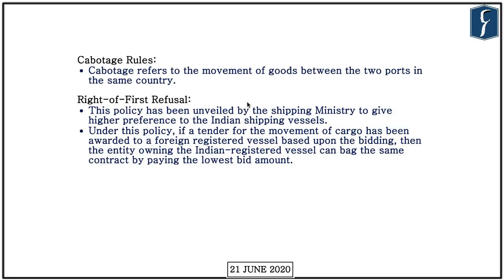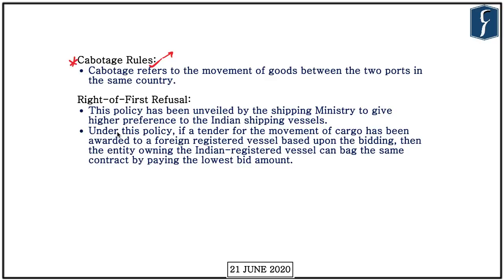Now, there are two more terms related to shipping which you would like to keep in mind. The first one is cabotage rules. Now, cabotage refers to the movement of goods between two ports in the same country. And it is important because recently the shipping ministry eased the cabotage rules to enable foreign owned vessels to perform cabotage operations without the need of any special approval. Hence this term has been highlighted in the last one year.